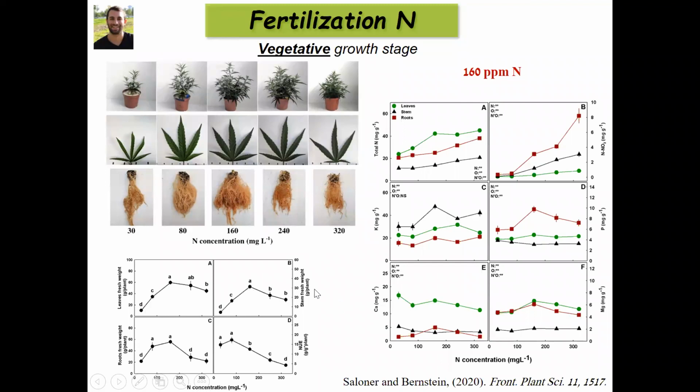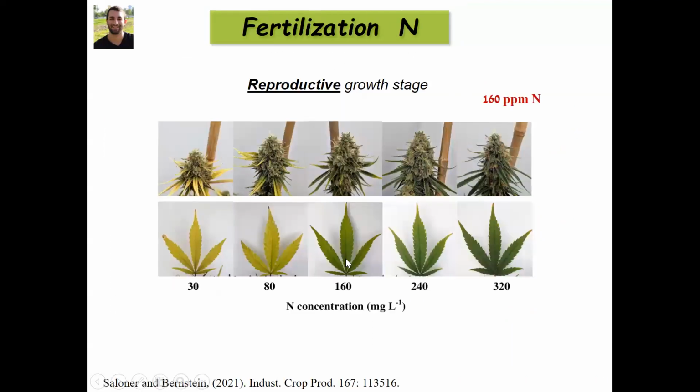For this and many other physiological parameters that we measured, and mineral accumulation, for whoever is interested in exactly which concentrations are in the roots, the leaves, the flowers, and even the stem, you can go into the publication to take a look. What we recommend from those experiments for the vegetative stage is that 160 ppm seems to be the optimal range.